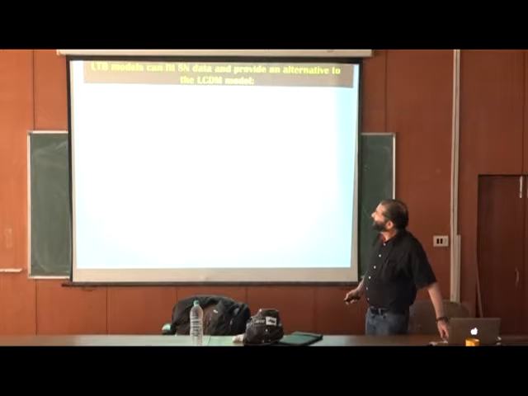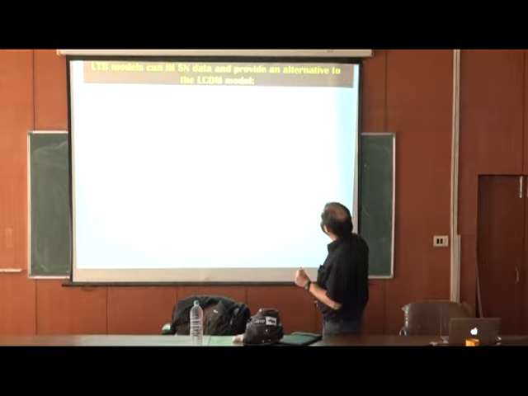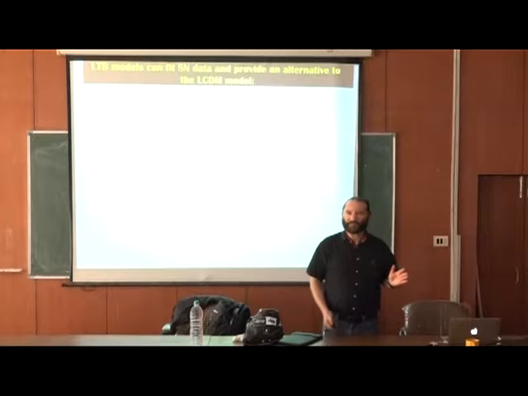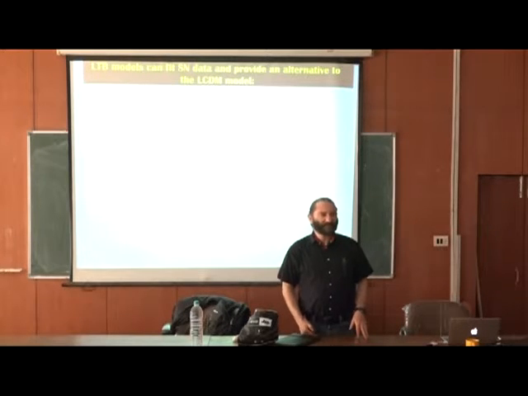Now, LTB models can fit supernova data and provide an alternative to the lambda CDM model. Well, now we know. I should have put a question mark here. Can they provide? Really, they cannot, because the models are too simple. You can use the models to explain the supernova data. You can also explain a few other observations with the models.